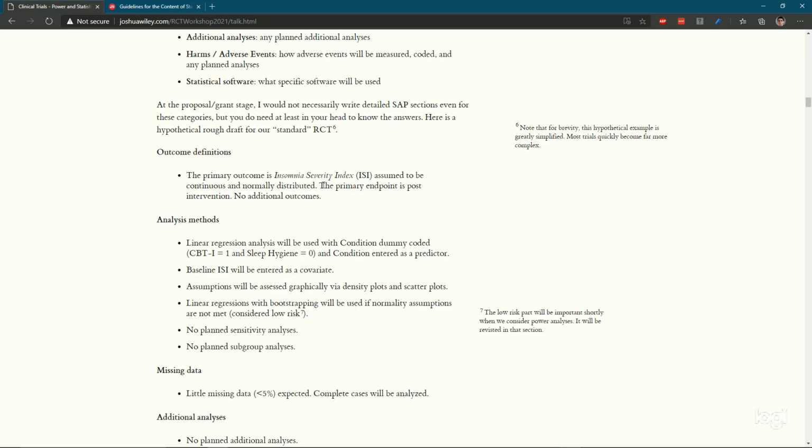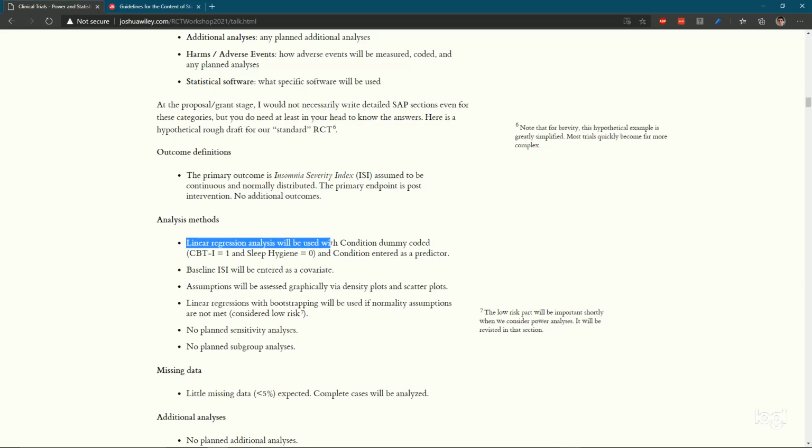Right, let's say here, and this is very simplified, the primary outcome is insomnia severity index, the ISI, assumed to be continuous and normally distributed. This assumption is very important. The primary endpoint is post-intervention. There's no additional outcomes. In reality, almost every grant I see has multiple secondary outcomes, sometimes multiple primary outcomes. But for the purpose of simplicity and ease, we're going to just say there's no additional outcomes.